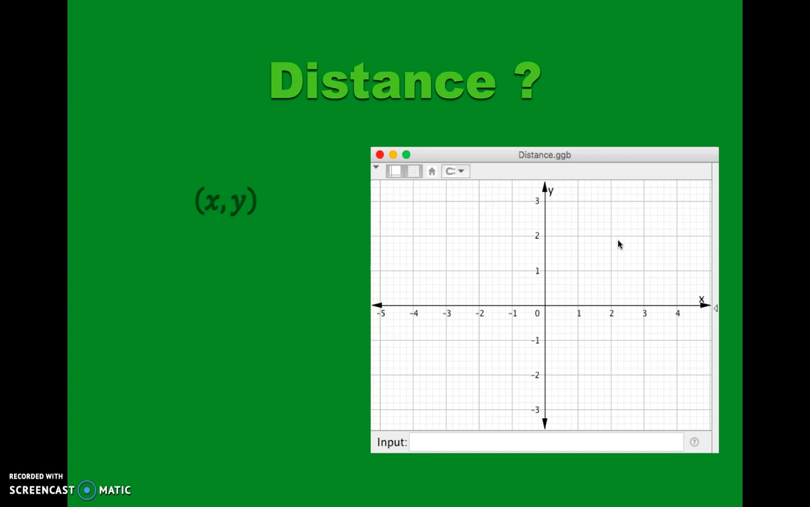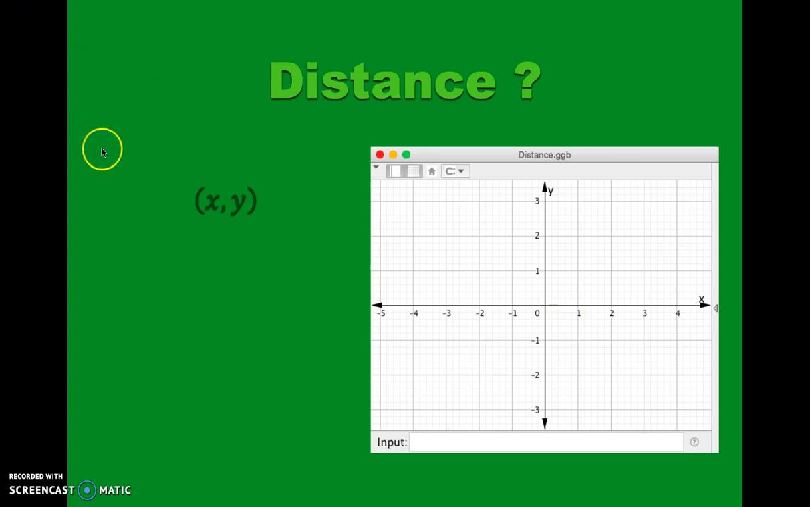In the upper right-hand corner is quadrant 1, (x, y). In the upper left-hand corner is quadrant 2, (negative x, y). In the lower left-hand corner is quadrant 3, (negative x, negative y). In the lower right-hand corner is quadrant 4, (x, negative y).